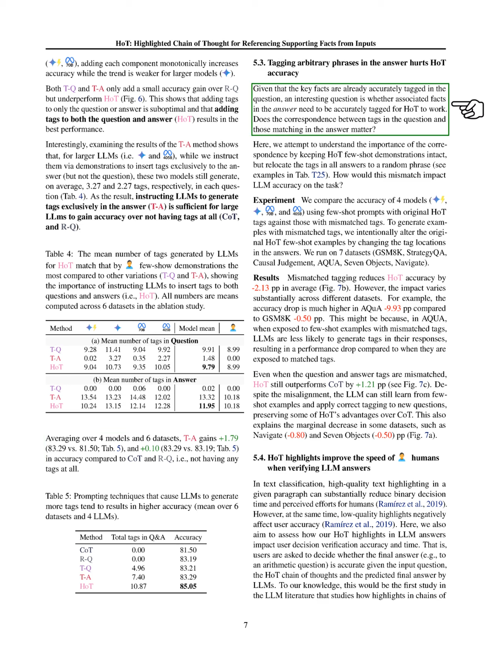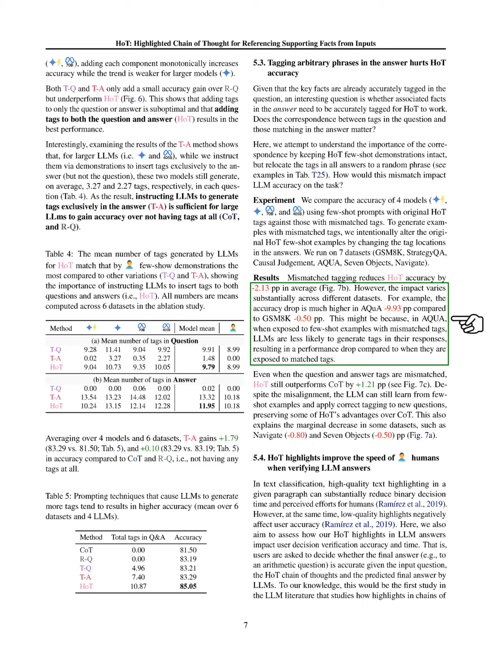Since the key facts are already tagged in the questions, we question whether the tags in the answers need to match for HoT to function effectively. To investigate this, we maintain the original HoT examples but randomly relocate the tags in the answers. We then assess how this mismatch influences the accuracy of 4 models across 7 datasets. Our experiments reveal that mismatched tagging leads to an average accuracy drop of about 2.13 percentage points.